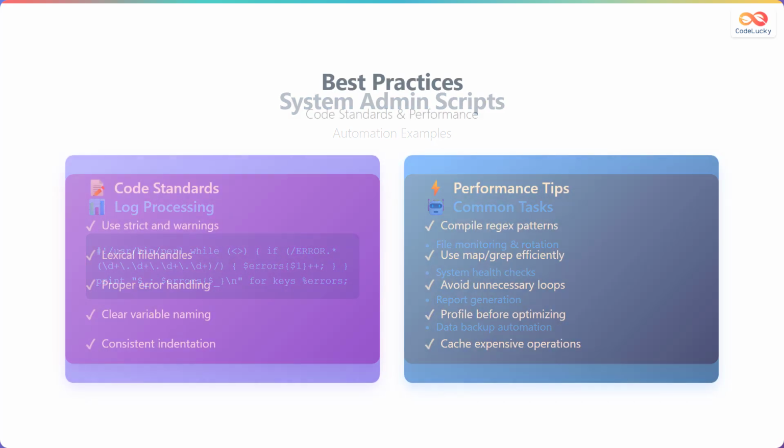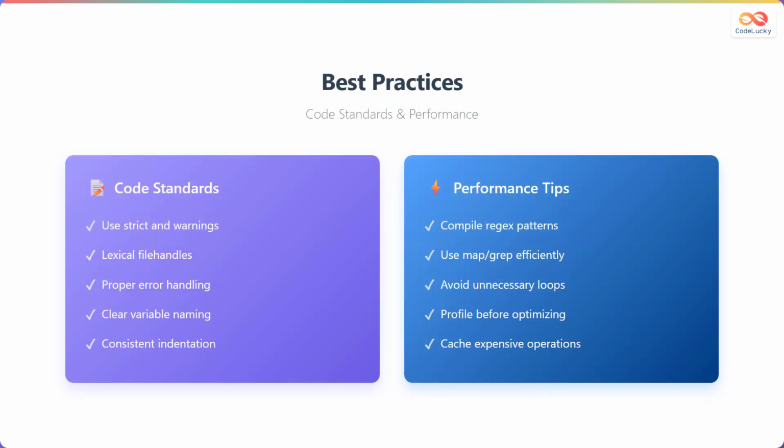Following established best practices ensures maintainable and efficient Perl code. Code standards form the foundation of quality Perl development. Always use strict and warnings pragmas to catch common programming errors early. Employ lexical file handles instead of bareword file handles for better encapsulation and error handling. Implement proper error handling with meaningful error messages and appropriate recovery strategies. Choose clear and descriptive variable names that communicate purpose and context. Maintain consistent indentation and code formatting throughout your projects.